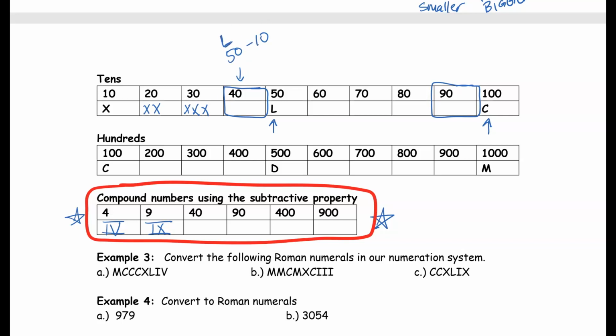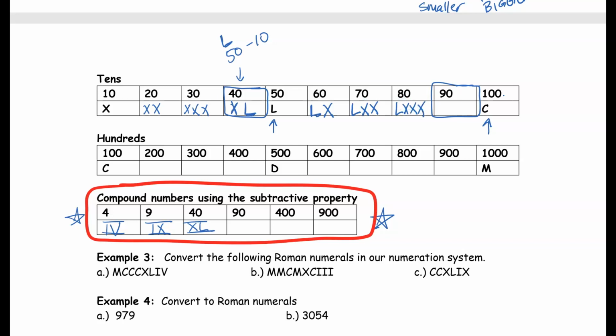Well, 50 is L, 10 is X, and I write the smaller one, X, before the bigger one, so it's XL. So I'm also going to write that down here in my subtractive property compound number chart. Okay, and so if L is 50, 60 would be 50 plus a 10, so 50, 60, 70, 80, okay?